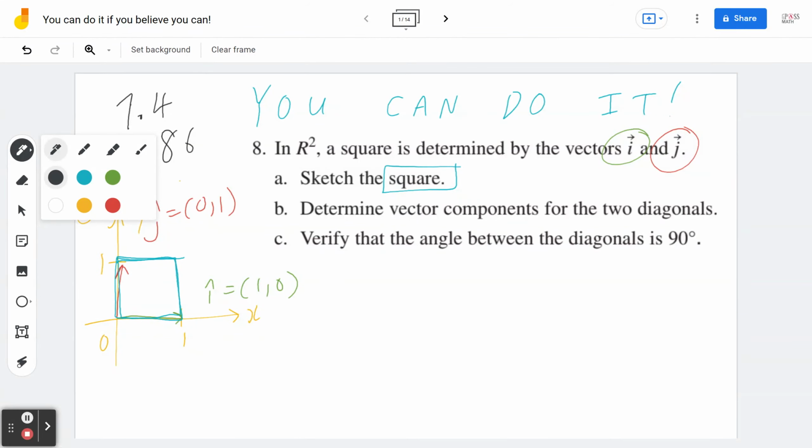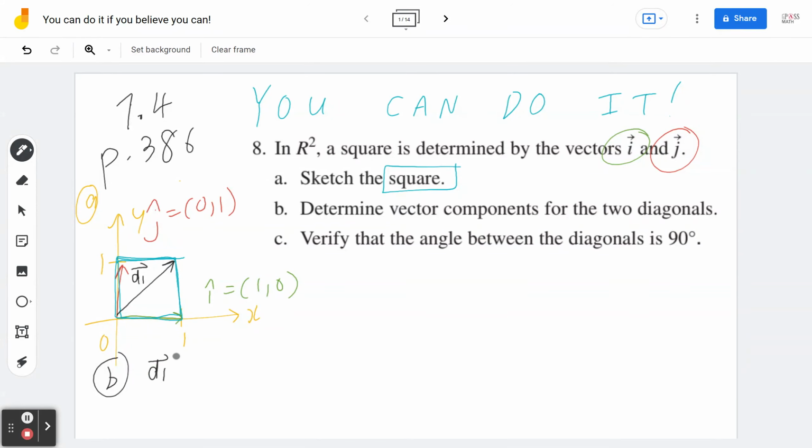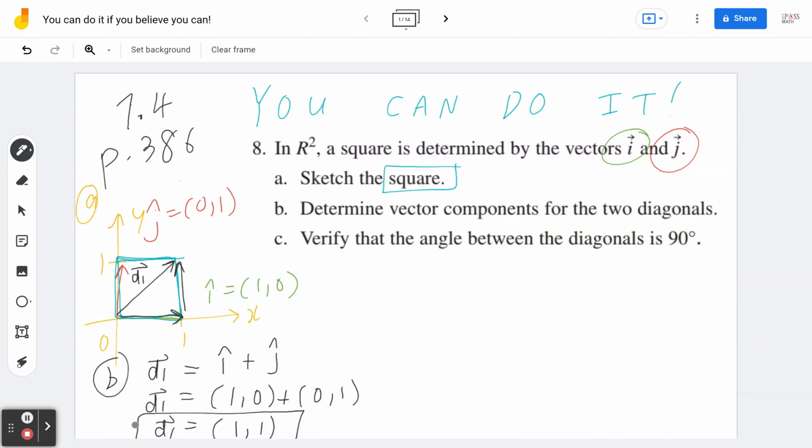In part B, they are asking you to determine the vector components of the two diagonals. So one diagonal is going to be like that. If you look at the first diagonal, let's call this D1, for diagonal 1. This is really equal to applying the triangle law. It's going to be i plus j. And of course, i is (1, 0), j is (0, 1), which really means the diagonal we're looking at is going to be (1, 1). How do you double check that? You can go right by 1, up by 1. So that's going to be the first diagonal.